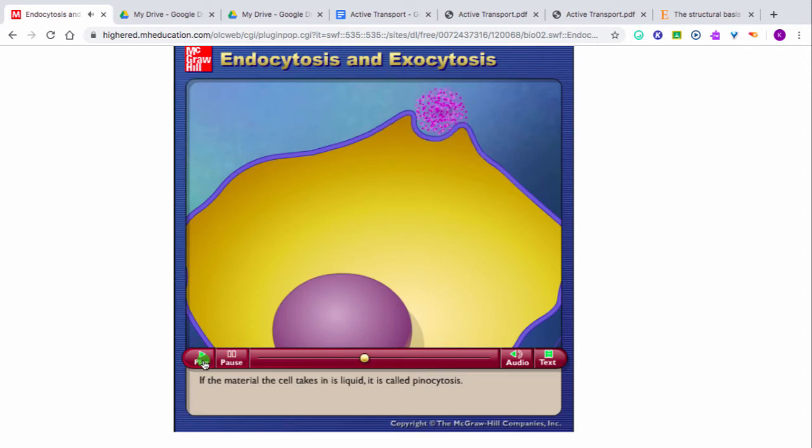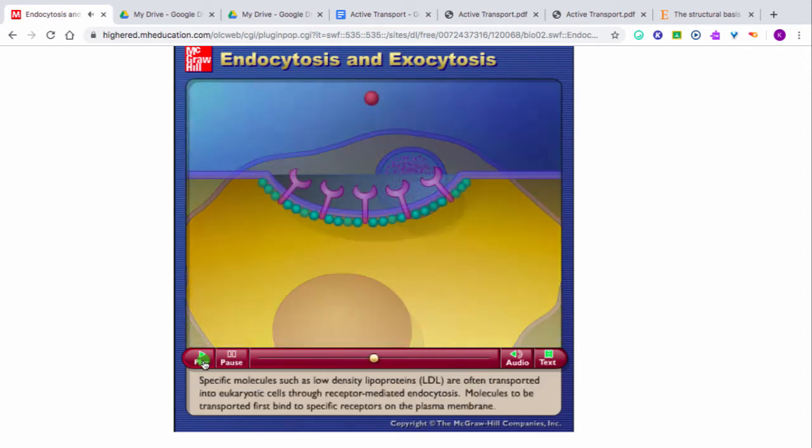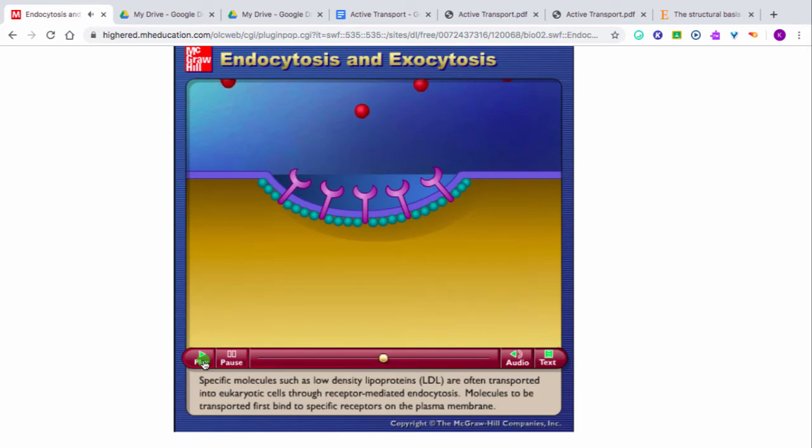Cell takes in is liquid. It is called pinocytosis. Specific molecules, such as low-density lipoproteins, LDL, are often transported into eukaryotic cells through receptor-mediated endocytosis.